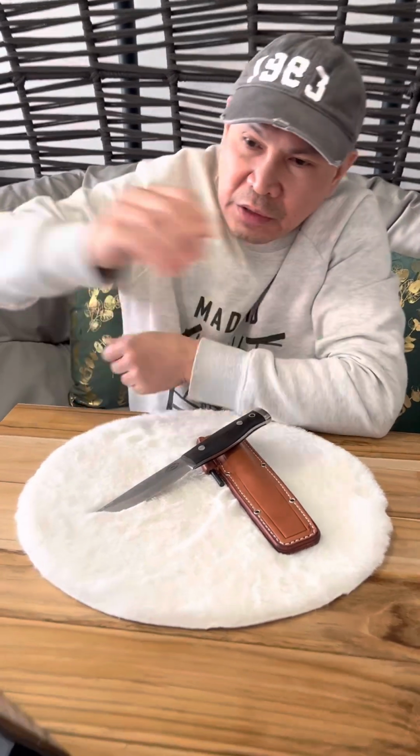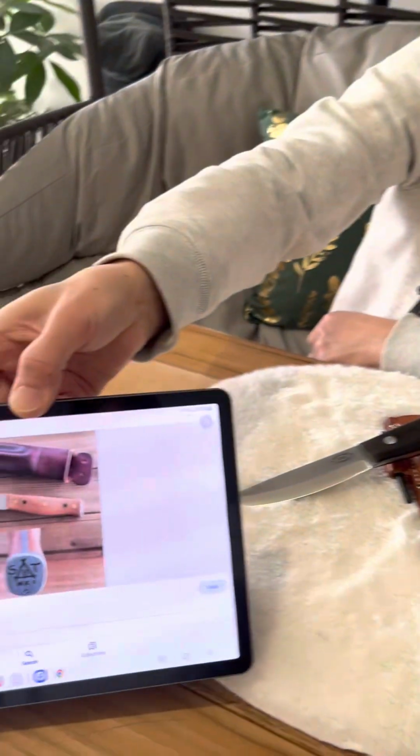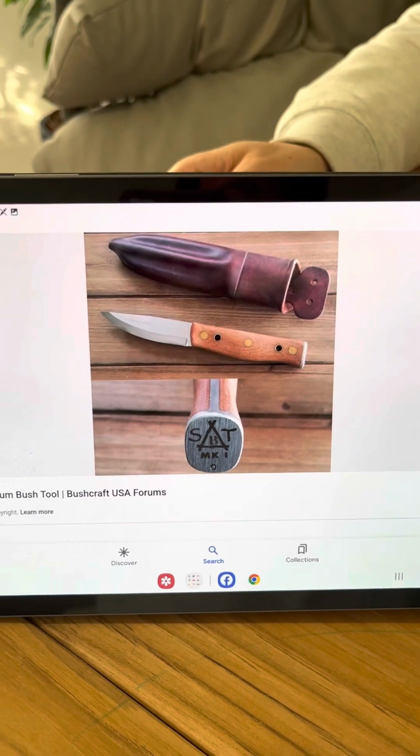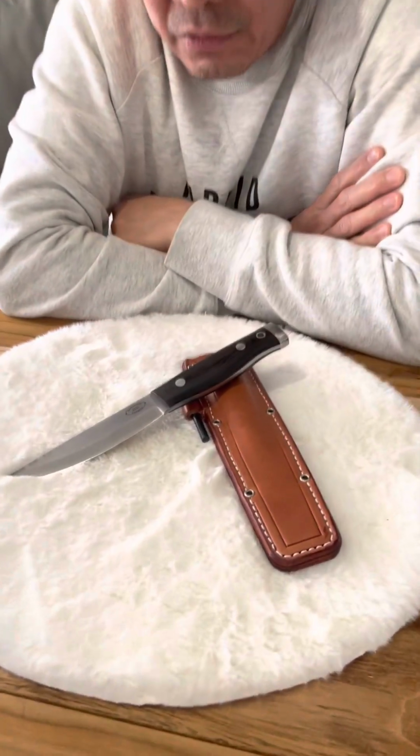Today I'm going to share with you my personal views about one of the most iconic knives in the bushcraft world. The knife I'm talking about is no other than the Skookum Bush Tool. Yes, this is not the Skookum Bush Tool. This is the American Knife Company Forest 2.